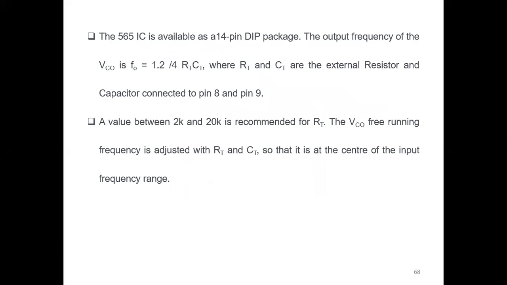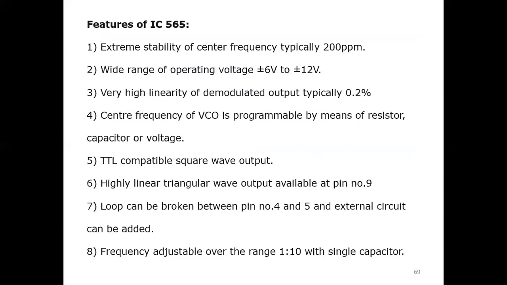The 565 IC is available as a 14-pin DIP package. The output frequency of the VCO is f0 equal to 1.2 divided by 4 RT CT, where RT and CT are the external resistor and capacitor connected to pin numbers 8 and 9. A value between 2K and 20K is recommended for RT. The VCO free-running frequency is adjusted with RT and CT so that it is at the center of the input frequency range.